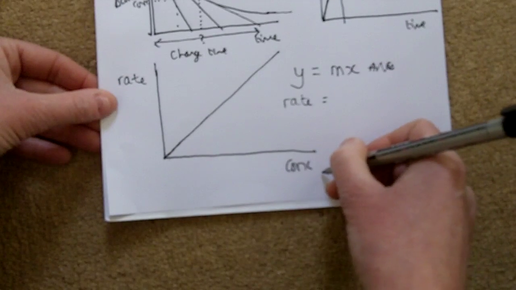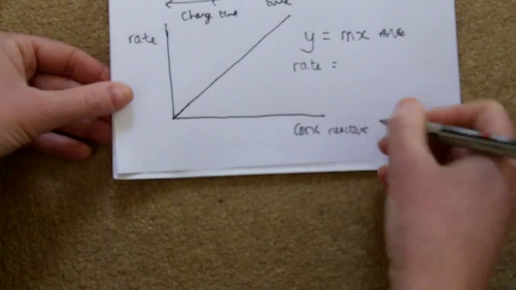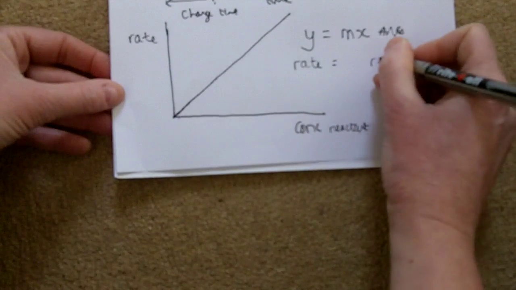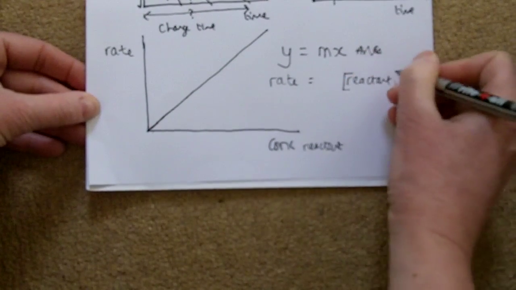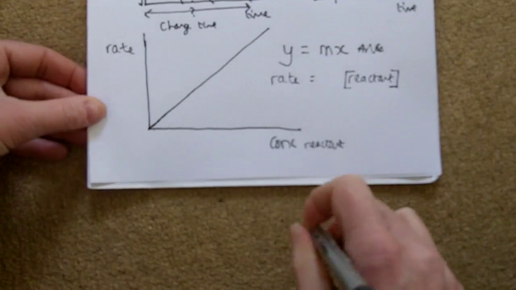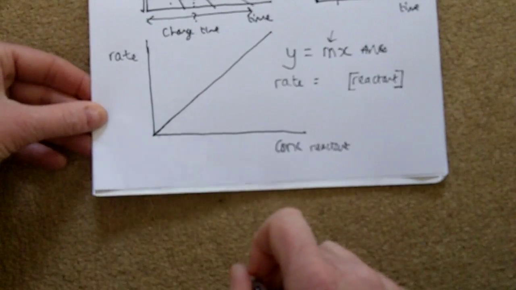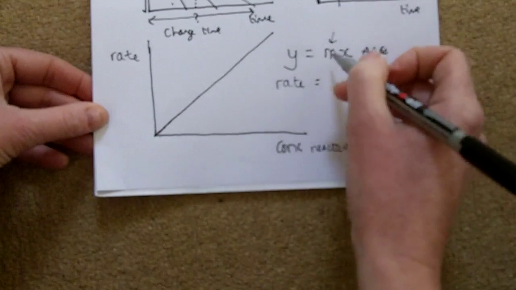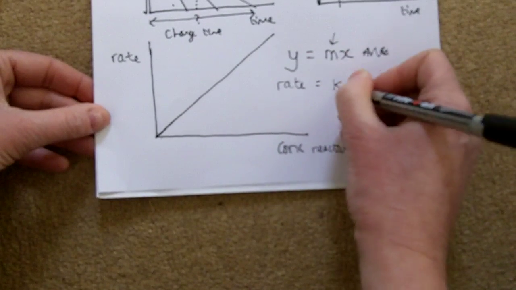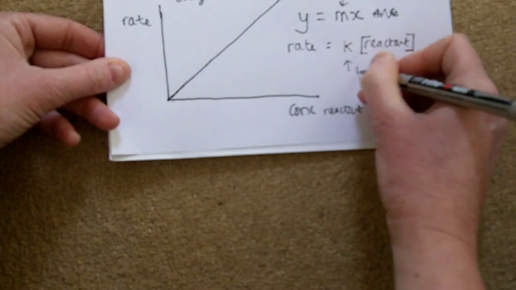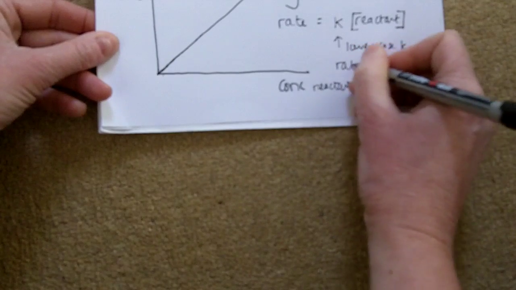X is concentration. Now, concentration of a reactant, we don't know what the reactant is, I'm just going to put reactant. Remember what we use when we're representing concentration. We use square brackets, concentration of reactant, and M. In maths, M represents the gradient of the line, and it still is the gradient of the line here, but we call it a small k, a lowercase k, and that is called the rate constant.